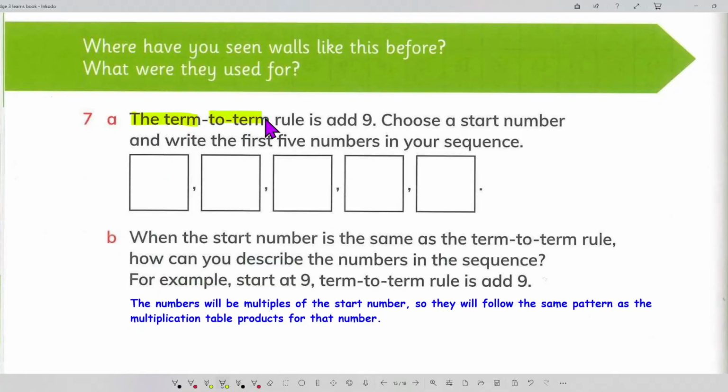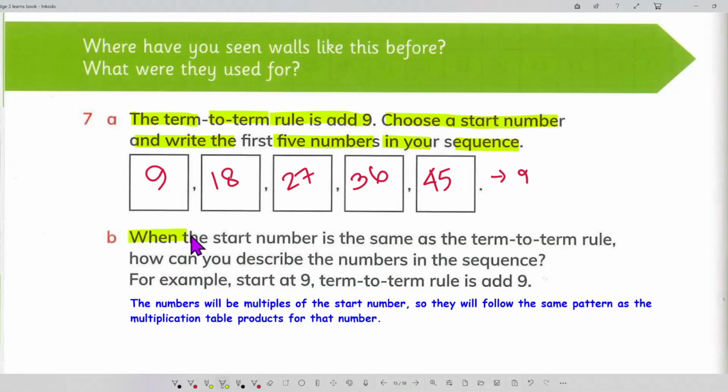Number 7. The term-to-term rule is add 9. Choose a start number and write the first 5 numbers in your sequence. Let's say our starting number is 9. So here is 18, here is 27, here is 36, and here is 45. This is the term-to-term rule, add 9.